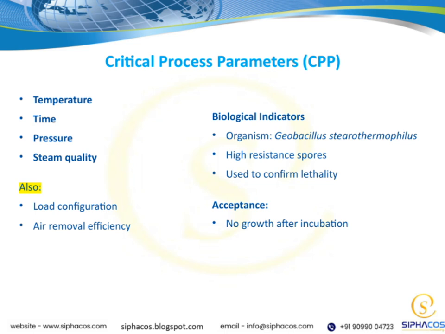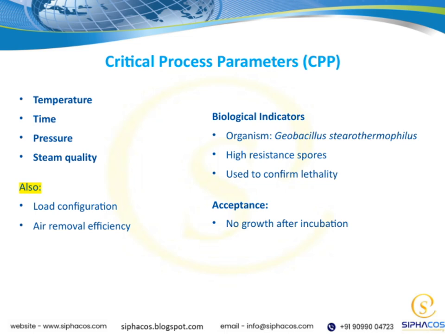Now, to reliably achieve this, we monitor several critical process parameters, or CPPs. These include temperature, because it needs to be high enough to kill spores; time, ensuring the process lasts long enough; pressure, which supports the sterilization environment; and steam quality, since the purity and moisture content of the steam directly impact its effectiveness.